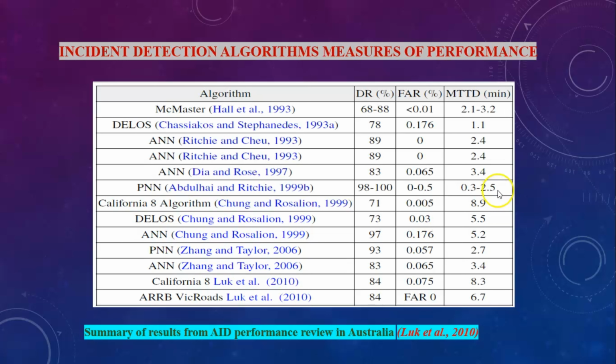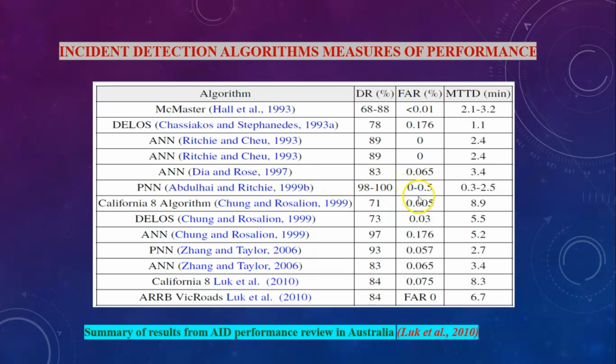Even when the range goes up to 2.5 minutes, taking the positivity of a high detection rate and a false alarm rate of almost less than one, it is quite positive in using this particular algorithm. You can see some other ones here like the California 8, which I won't explain, under the first method, the comparative algorithms. So here the detection rate is 71%.